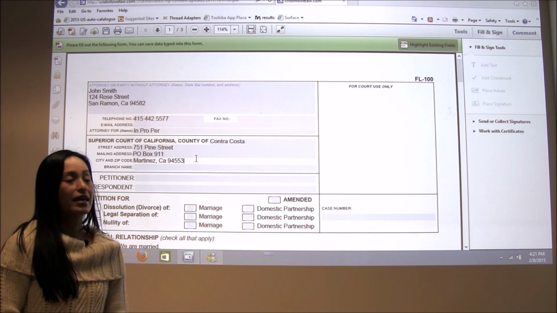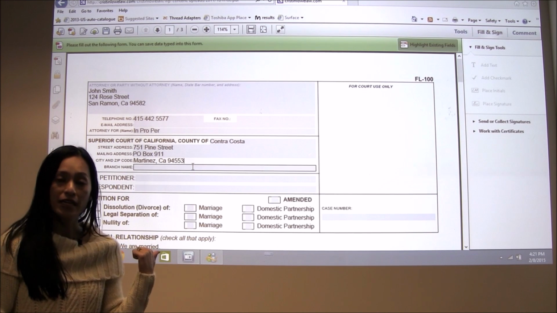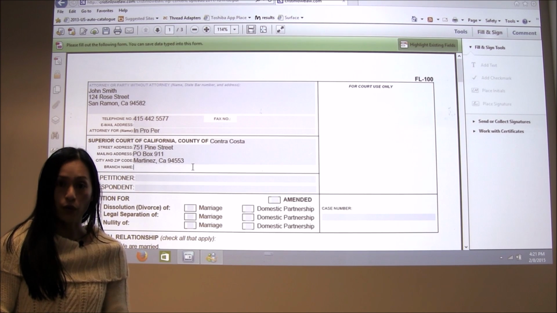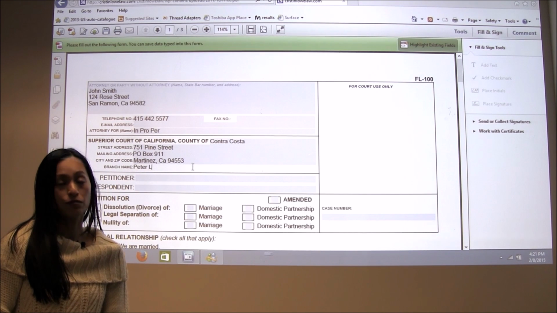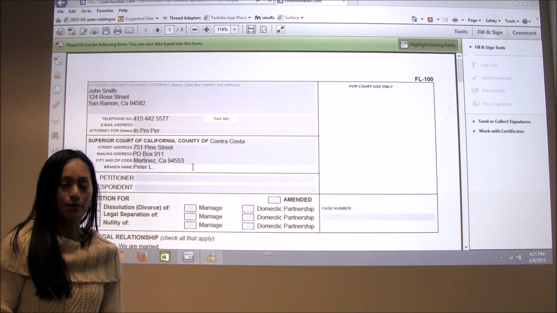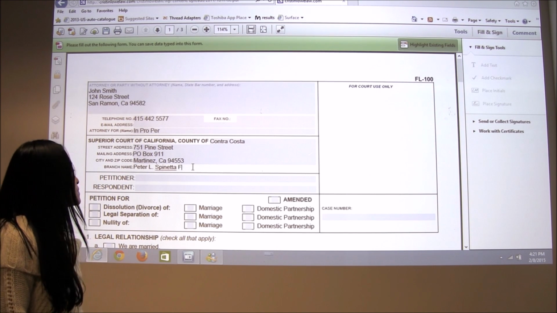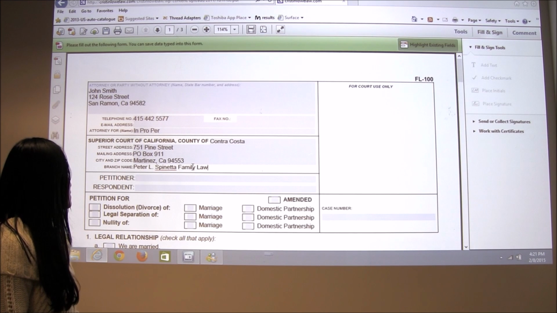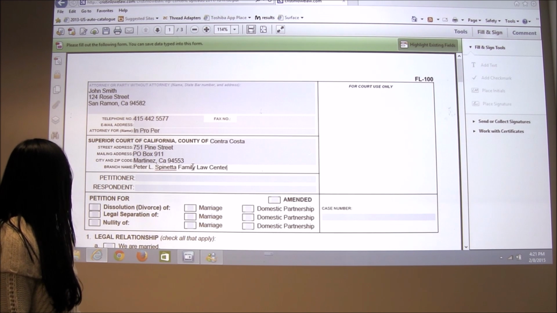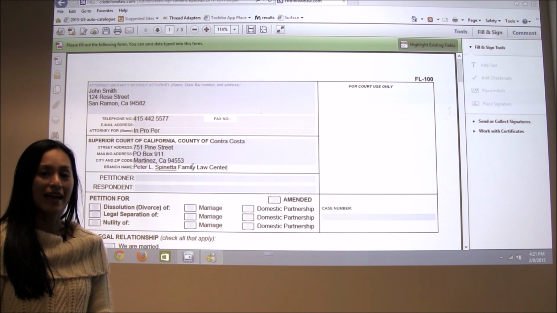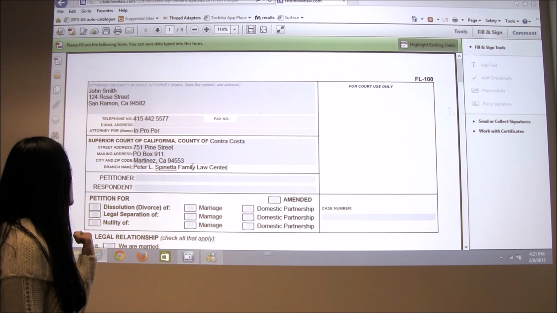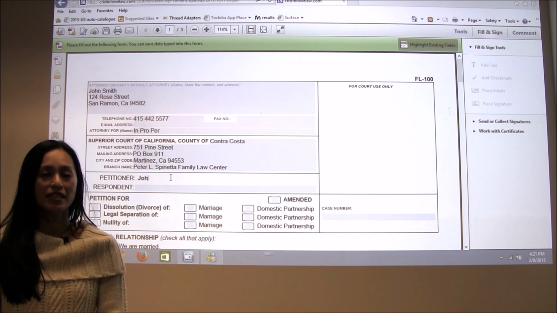The zip code is 94553. It is optional if you want to name the branch name, but just for reference, when you go to the courthouse itself, the name of the branch is the Peter L. Spinetta, S-P-I-N-E-T-T-A, Family Law Center. And then we're going to have the petitioner's name again as John Smith, and the respondent's name as, in this case, Jane Smith.